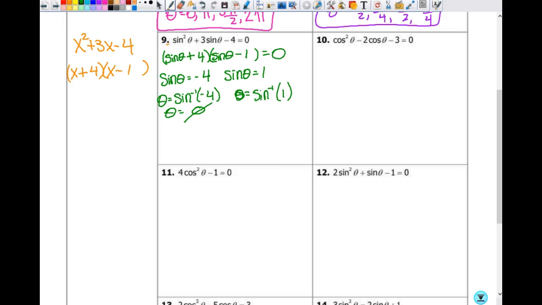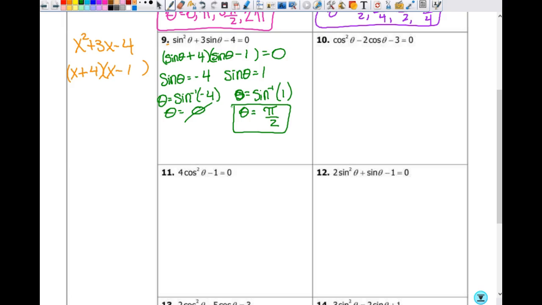And then, when is sine 1? Or what's the sine inverse of 1 is what I should have said. Pi halves, good. And so that means your answer then in the end is just pi halves. That's all we got. Everybody okay with that? All right. If they were both empty sets, then it would be no solution, yeah. Or the empty set, yeah.